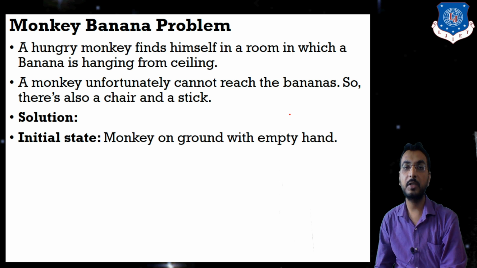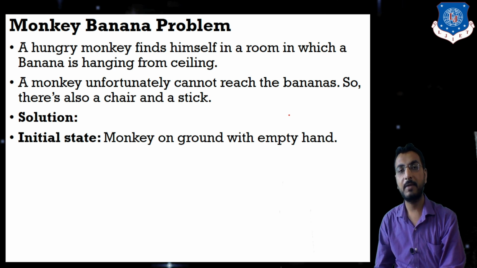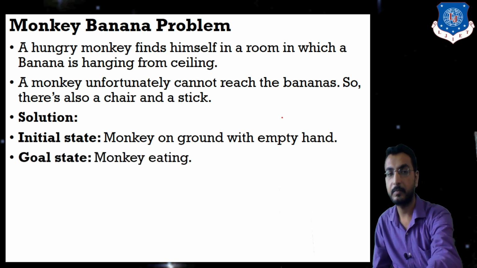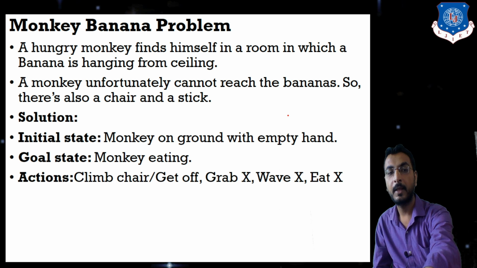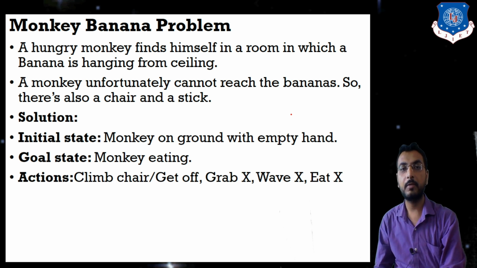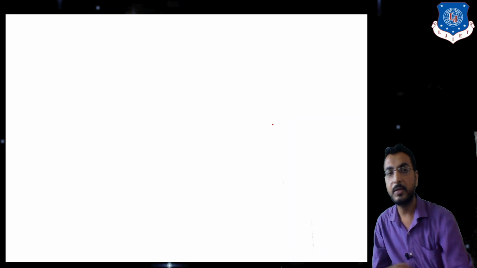So the solution is that the initial state will be the monkey on the ground with an empty hand, because right now the monkey will not be having anything in his hand. The goal state is the monkey eating the banana. So finally what I want is that the monkey should eat the banana. Last are the actions, or we can say rules: climb on the chair, get off the chair, grab X, that means banana, wave X and eat X. So these are the rules that we have taken. So see how we will be able to solve this problem.